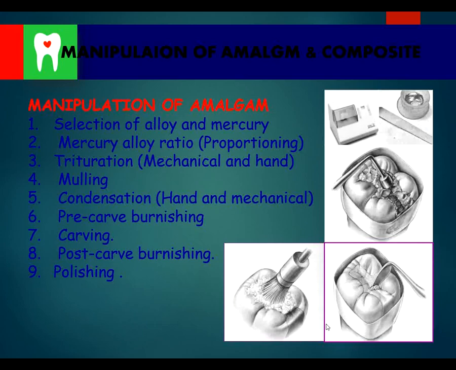Next is the manipulation of amalgam. First of all, we will do selection of alloy and mercury alloy ratio, which is called proportioning. Then we will do trituration, which could be mechanical or hand trituration. Next is milling. Then next step is condensation, hand or mechanical. Then we will do pre-carving burnishing. Next step is carving, and then we will do post-carving burnishing, and final step is finishing and polishing.